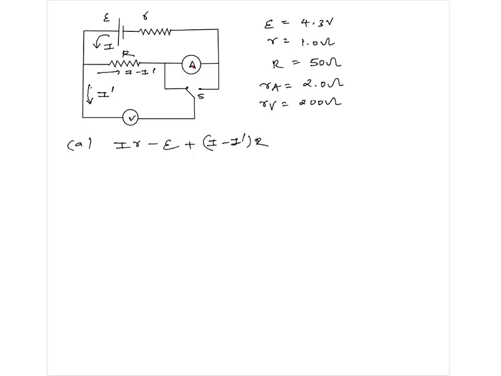Ammeter has resistance. I is back. This is all I. So through the ammeter it will be I, and this is the resistor RA. Entering it means it is plus. So plus I times RA. Back home, 0.